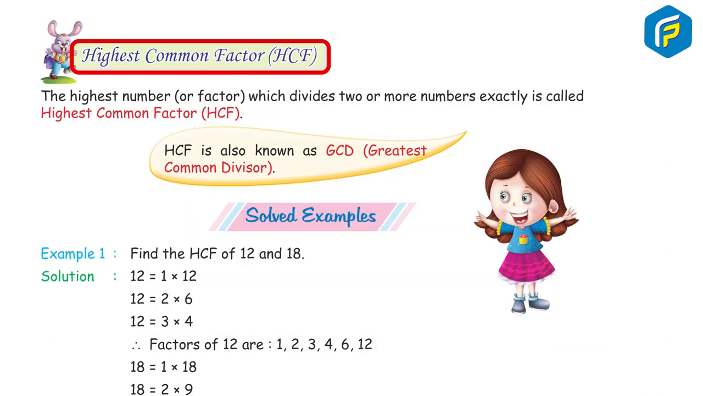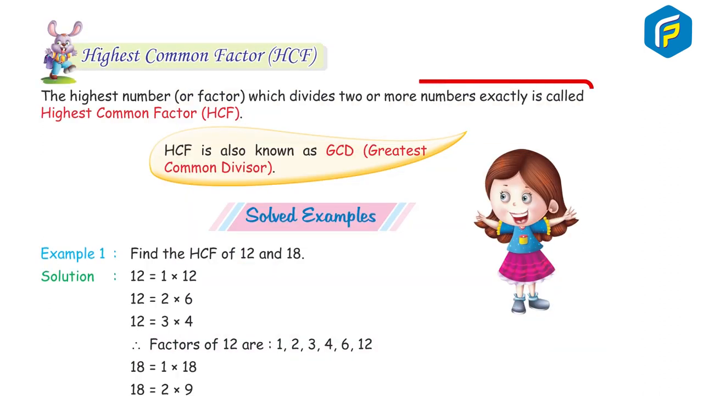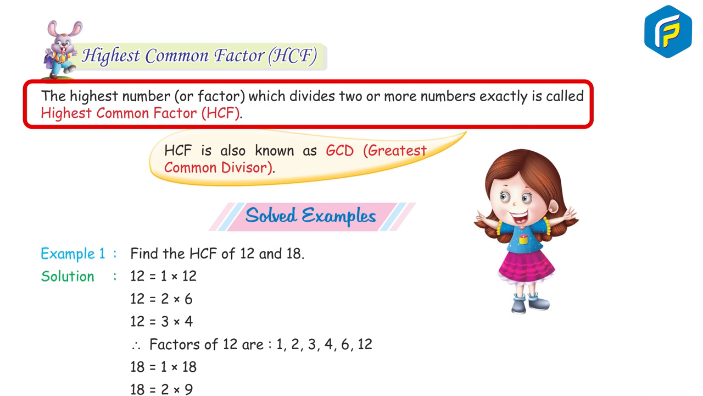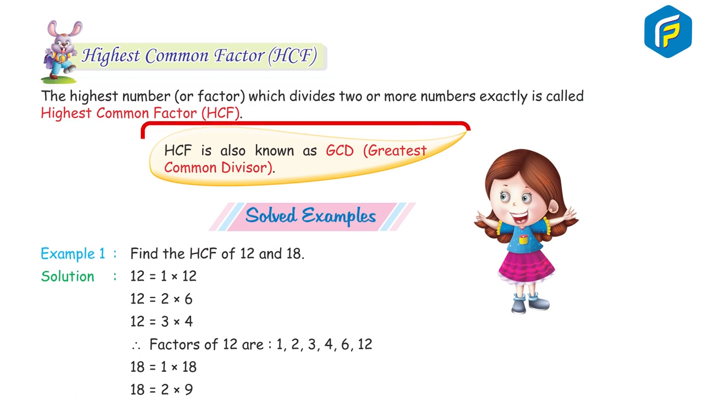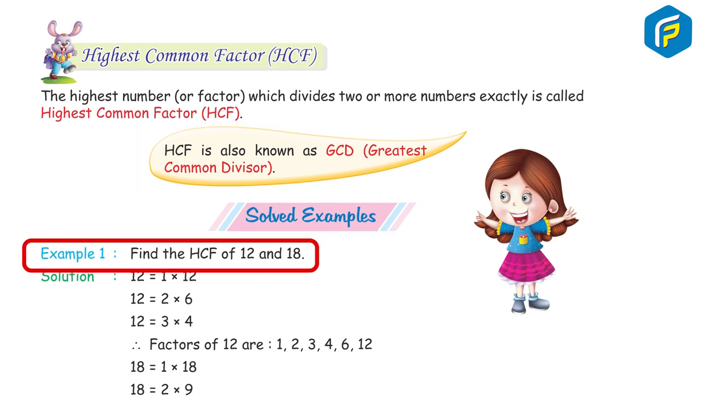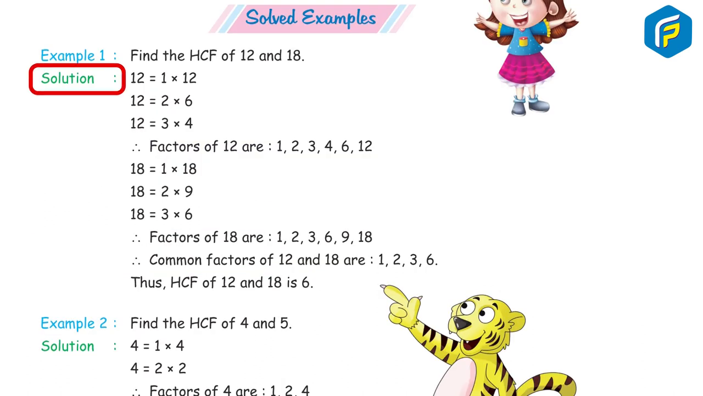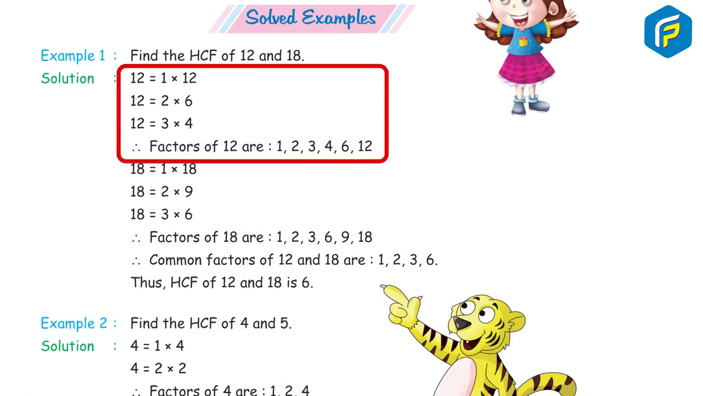Highest common factor, HCF. The highest number or factor which divides two or more numbers exactly is called the highest common factor, HCF. HCF is also known as GCD, greatest common divisor. Solved example. Example 1. Find the HCF of 12 and 18. Solution. 12 = 1 into 12, 2 into 6, 3 into 4.